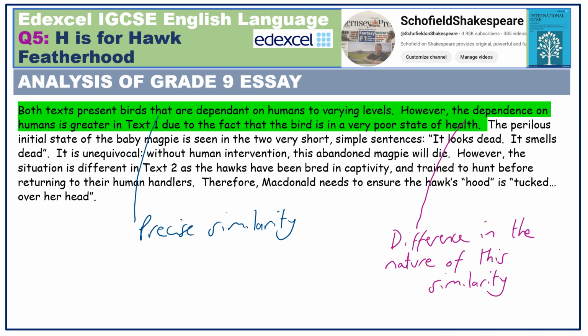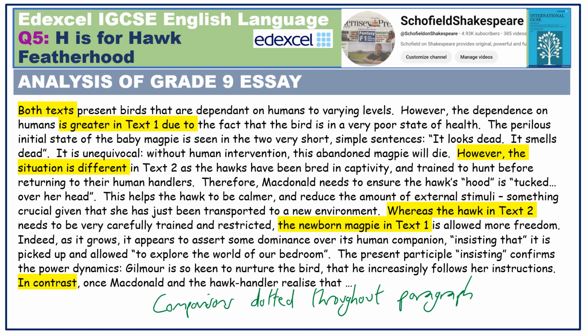Remember the principle. Start each main paragraph with a similarity. In the second sentence, explain a difference in how this similarity is presented in the two texts. Note the regularity of the comparisons and the phrases used: both texts, is greater in text 1 due to, however, whereas, the hawk in text 2, the newborn magpie in text 1, in contrast.